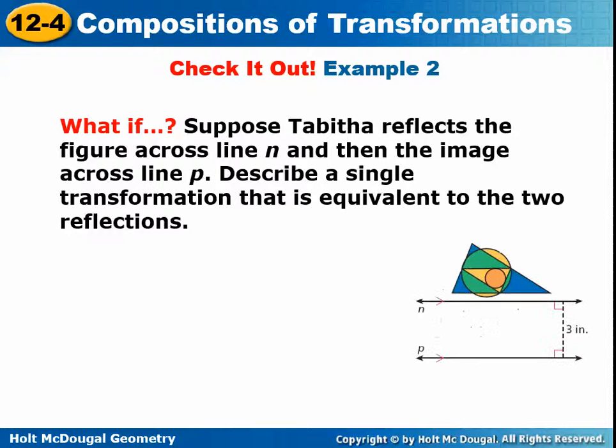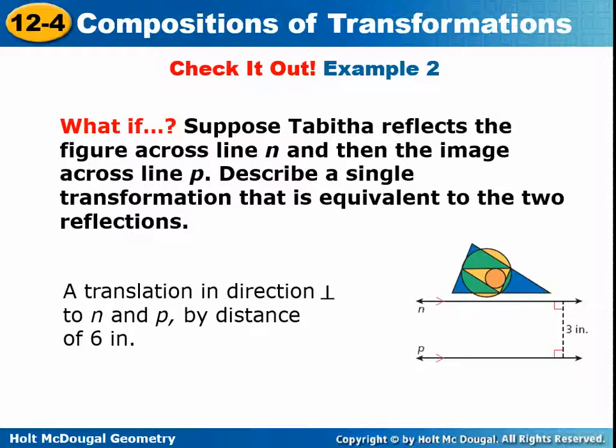All right, this goes along with the book example. If you reflect this twice over N and P, and they're parallel lines, and the distance between those parallel lines is 3, then you would end up with a translation. That's part of the answer, that you have to say translation, and the distance is 6.